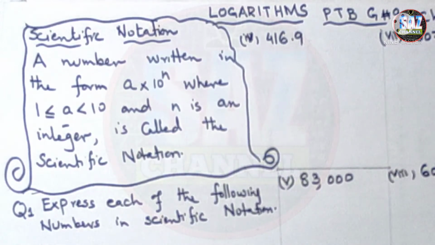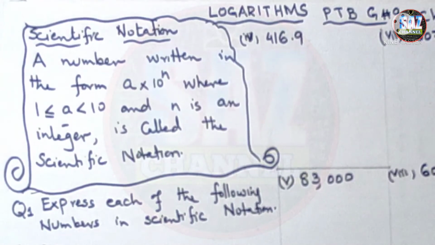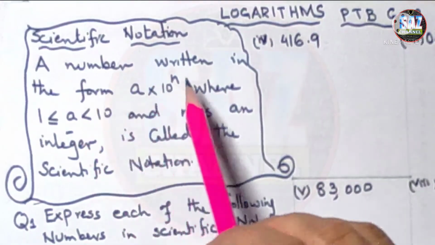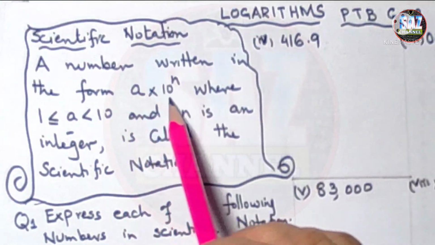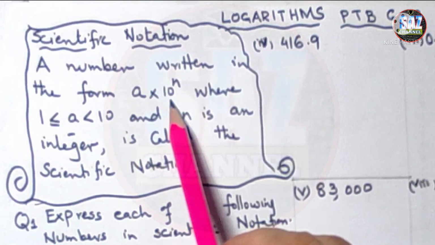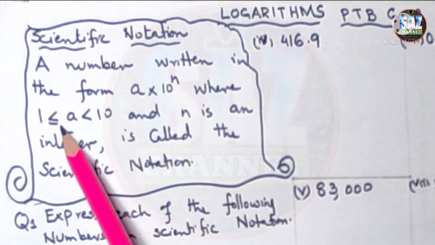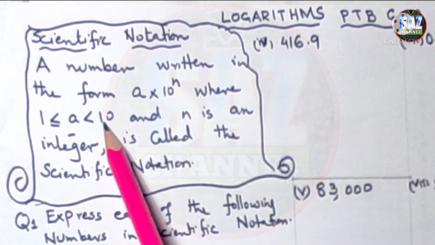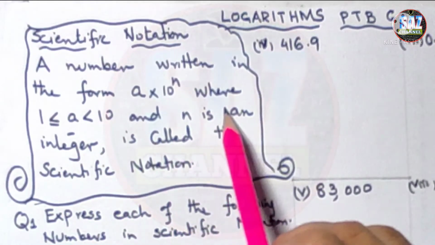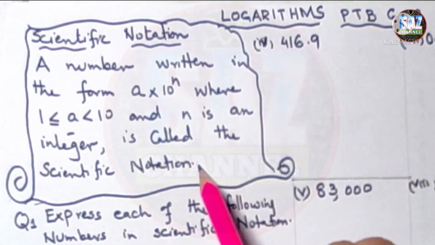And how to write, and when will a number be in scientific notation? For that purpose, a number written in the form a multiplied by 10 raised to the power of n, where a is a number between 1 and 10, and n is an integer that can be positive, can be negative, is called the scientific notation.